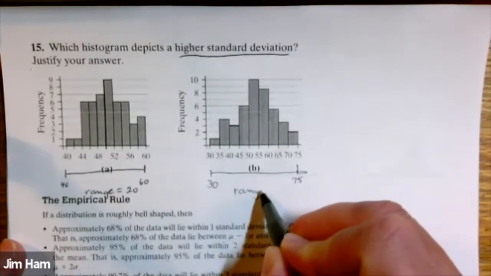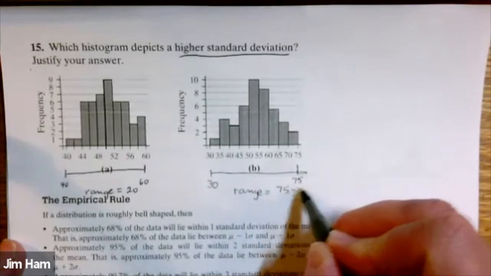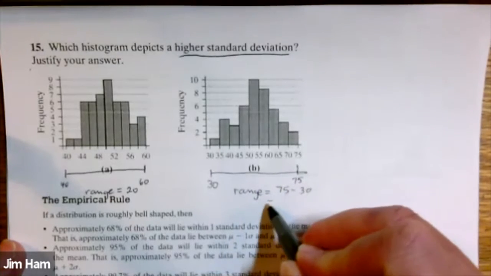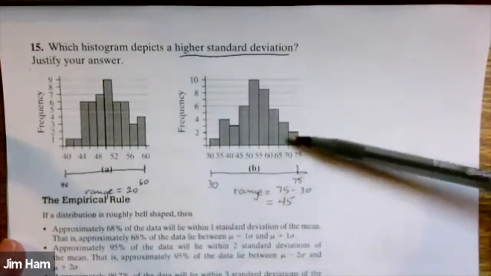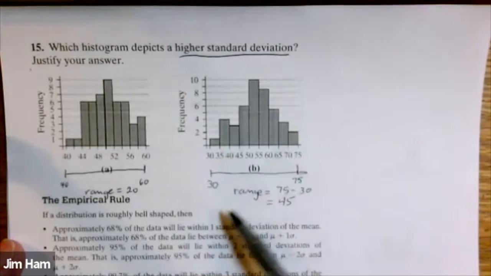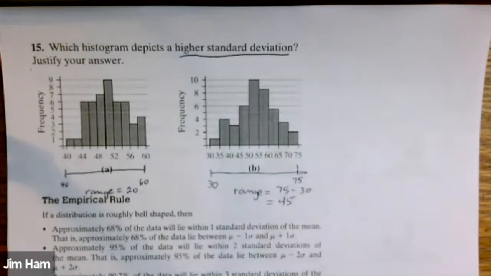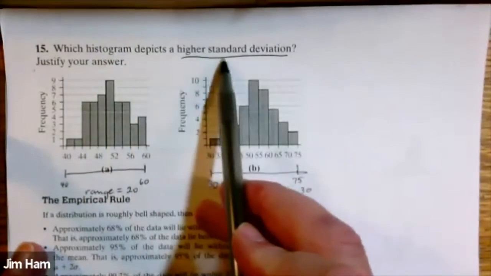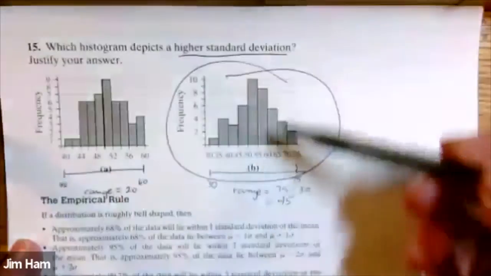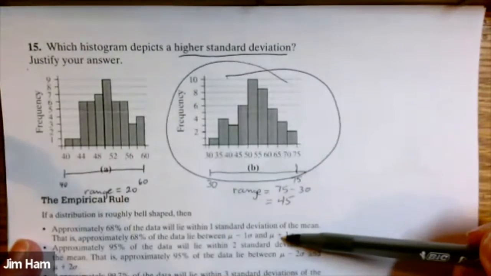So we would say the range is equal to 75 minus 30, or 45. So since this data set has the larger range, it's also going to have the larger standard deviation. So which histogram depicts a higher standard deviation? It's this one here, because it has a larger range.